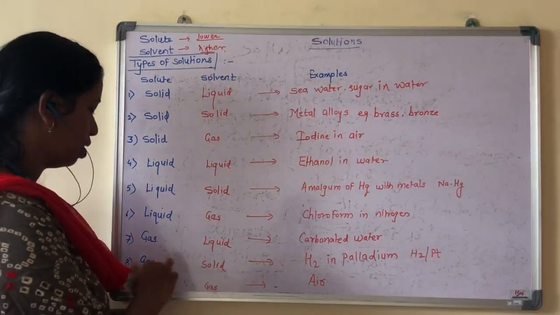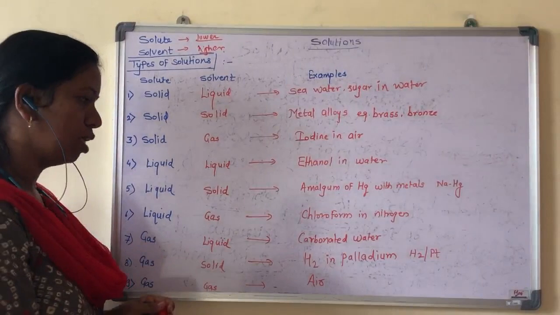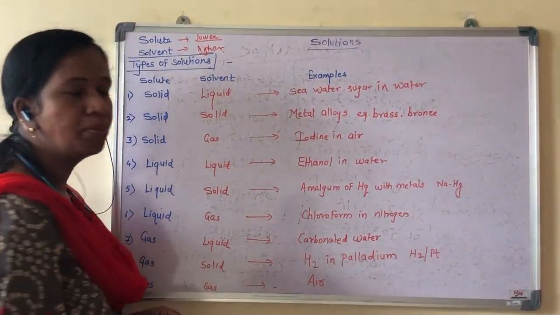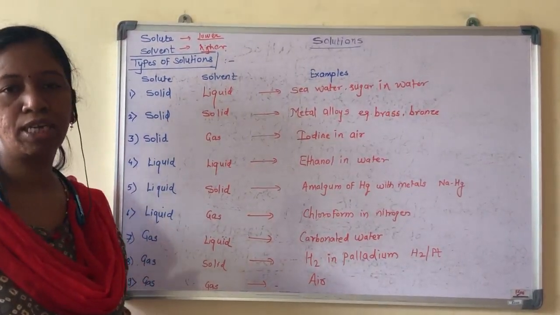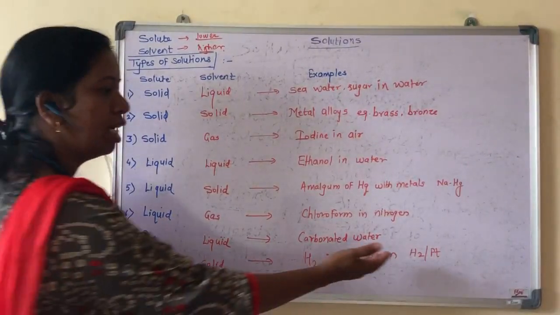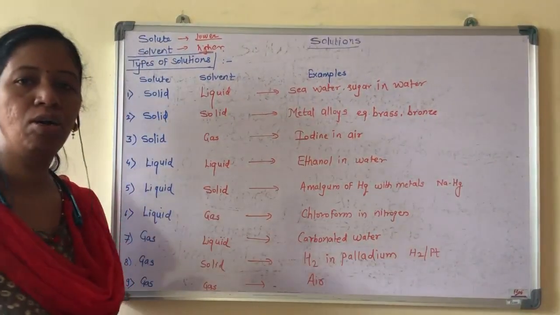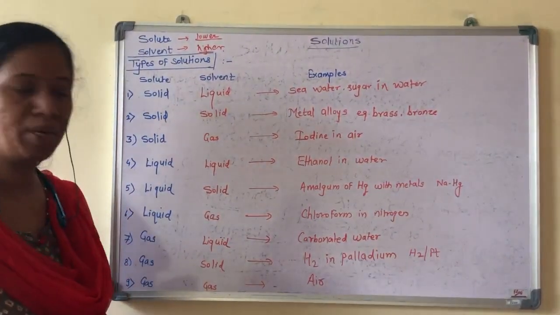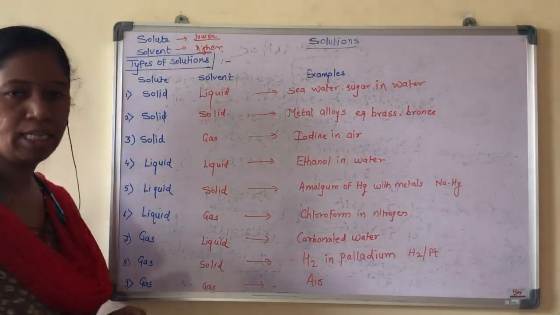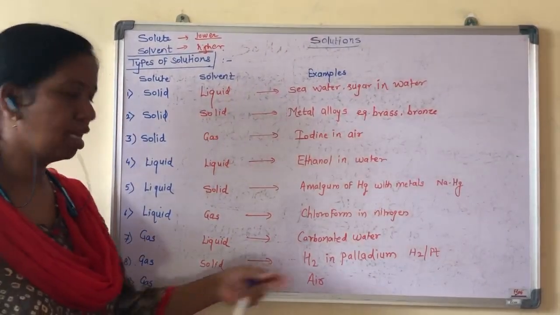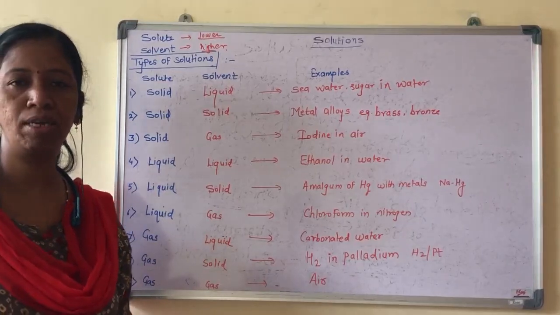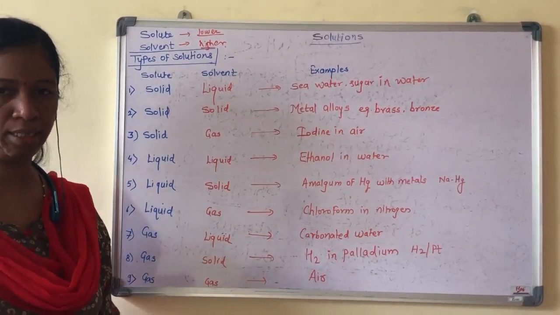The gas solute in a solid solvent, that is H2 in palladium, that is in surface chemistry we are going to use H2 in Pt or H2 in nickel, so different types of metals are used. And gas in a gas, the best example for gas in a gas is air, which is the mixing of different types of gases.